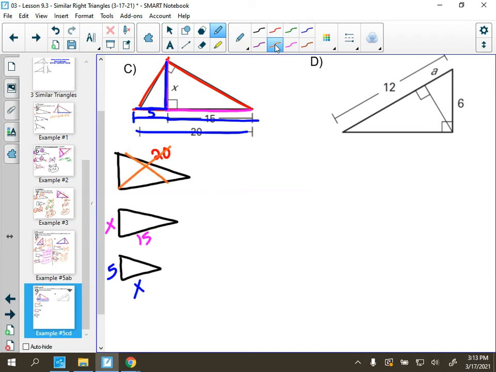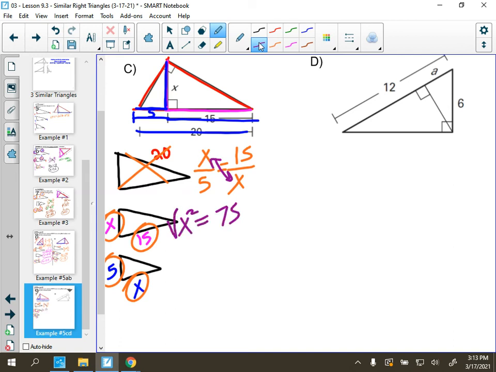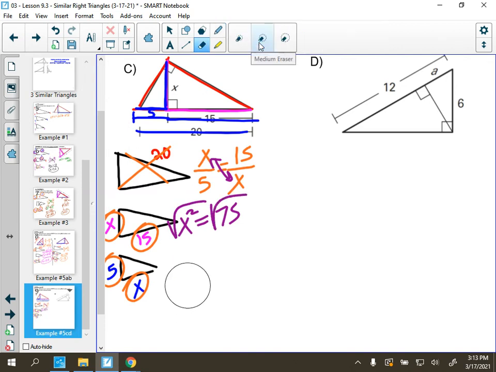This triangle doesn't have much information, but I'm able to partner up x with 5. The same way that this 15 partners up with this x. So we've seen this finish a few different times. x times x going this way, x squared. 5 times 15 is 75. Great. We can square root both sides. x is equal to... I've done that twice now. Let's break the 75 up.